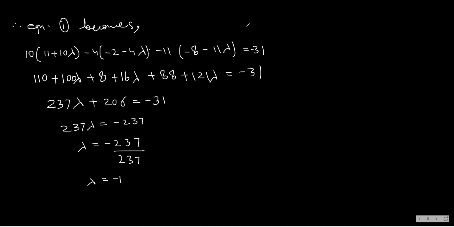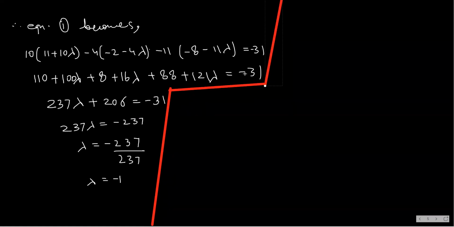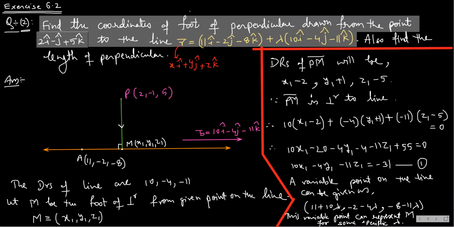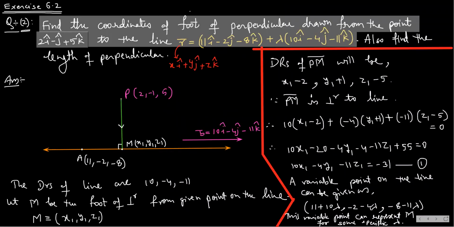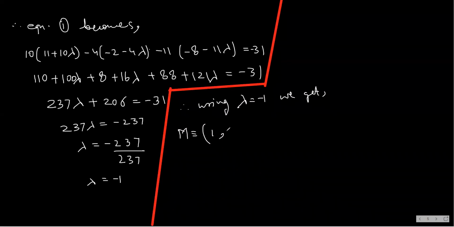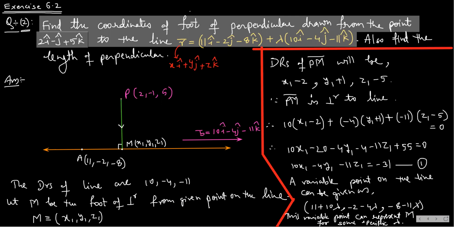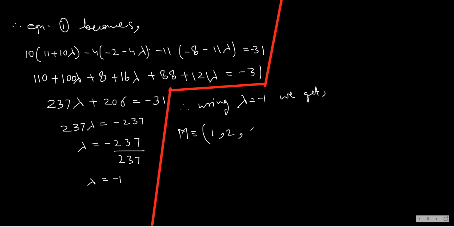So I will now go for using lambda. I write here, using lambda we get. Therefore, using lambda equals minus 1, we get m as, you can check, 11 plus 10 lambda, lambda is minus 1. So 11 minus 10, that is 1, comma. This is again minus 1, so this will become plus 4. Plus 4 minus 2 is 2. And then here you have minus 1, so this is plus 11. So this is 3. 1, comma 2, comma 3. See, you got the coordinates of m.